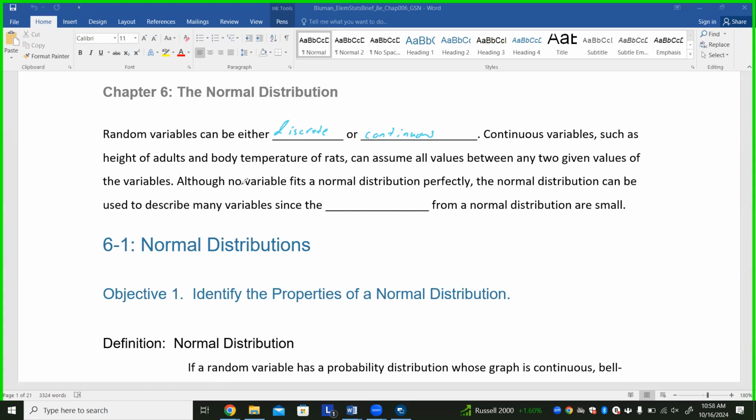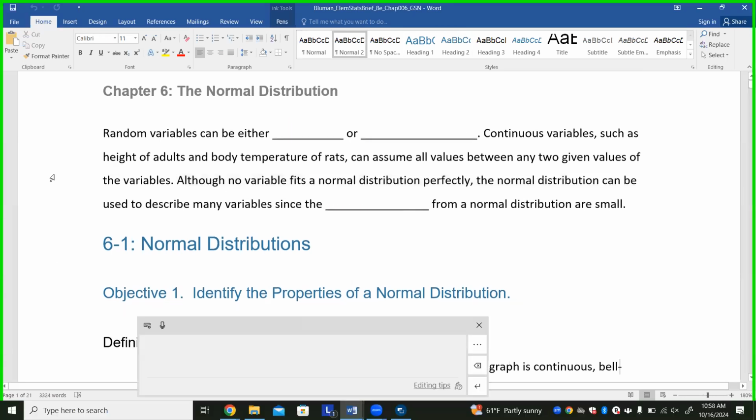Although no variable fits a normal distribution perfectly, the normal distribution can be used to describe many variables since the deviations from a normal distribution are smaller. A normal distribution basically means everything is pretty much in the middle and then it kind of tapers off throughout the process. All right, so let's get into 6.1 today.